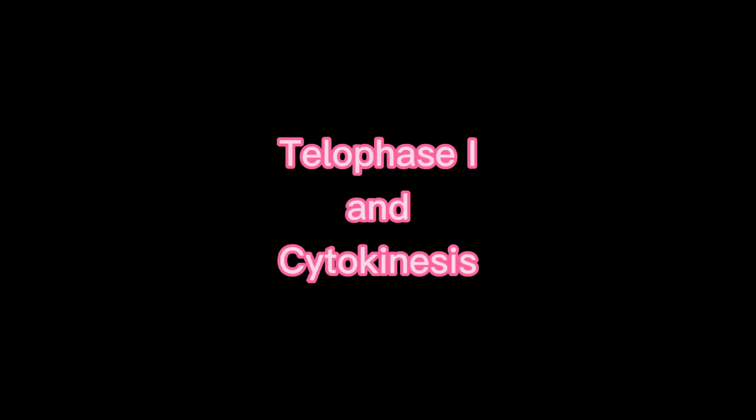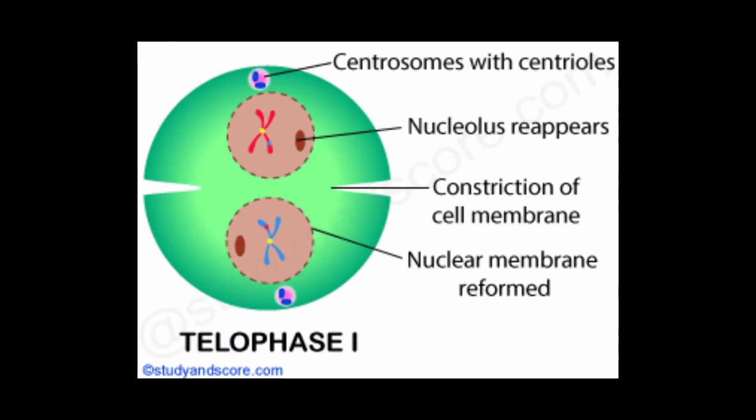Okay, and it will proceed to telophase. So in telophase, each complement of the homologous pairs reaches the opposite poles, and the nuclear envelope reforms. The cytokinesis separates the daughter cells, and the end product of meiosis 1 are two daughter cells which have half the number of chromosomes with respect to the origin cell, and each consisting of sister chromatids.